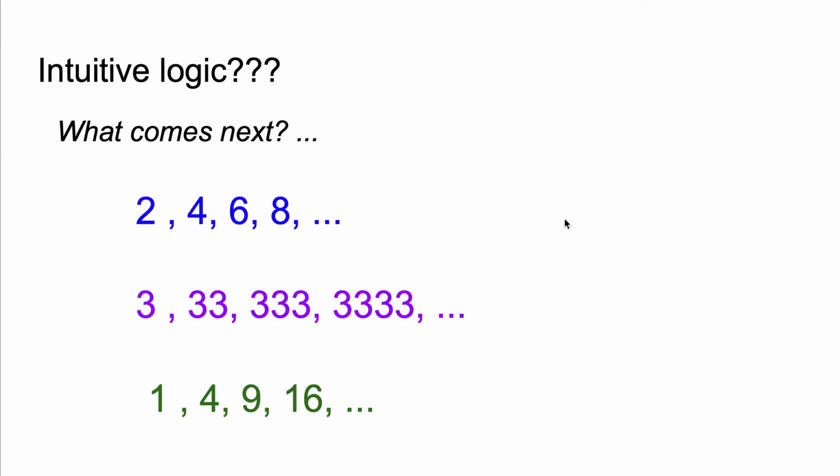Here we go. What comes next? 10. What comes next? 333, 3,333, 33,333. What comes next? 1, 4, 9, 16, 25, 36, 49, 64, 81, 100. Square numbers.